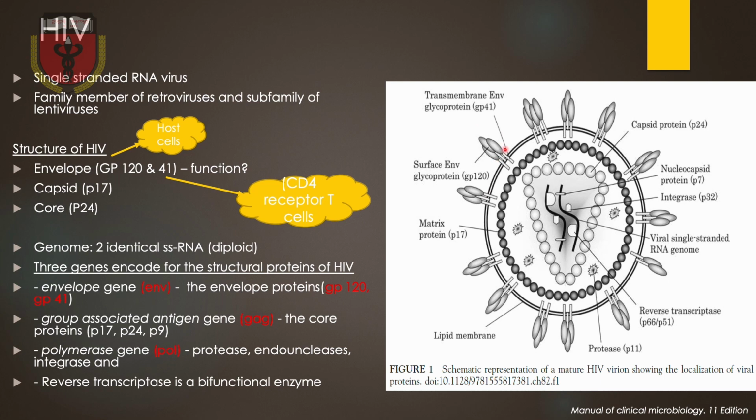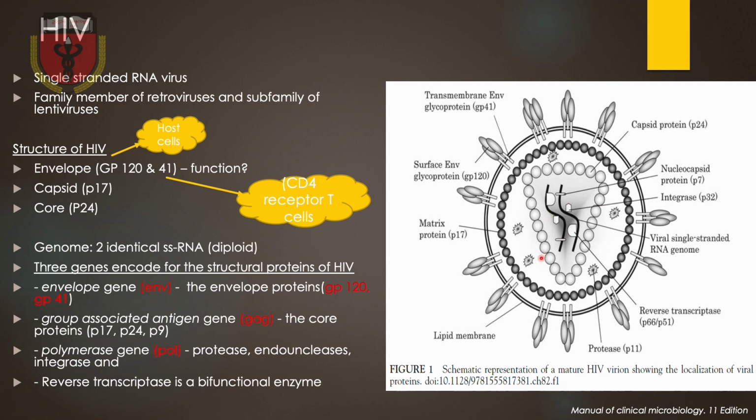They are crucial proteins on the cell surface, on the envelope, and they help attach to the host cell receptor. The CD4 receptor on the T cell is an example of a receptor that GP41 and GP120 attach to. And then inside the envelope is another layer, the capsid.